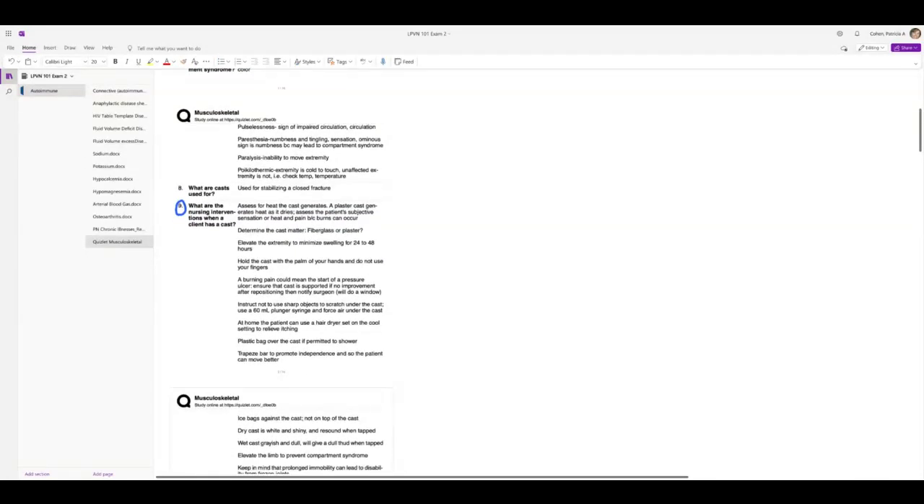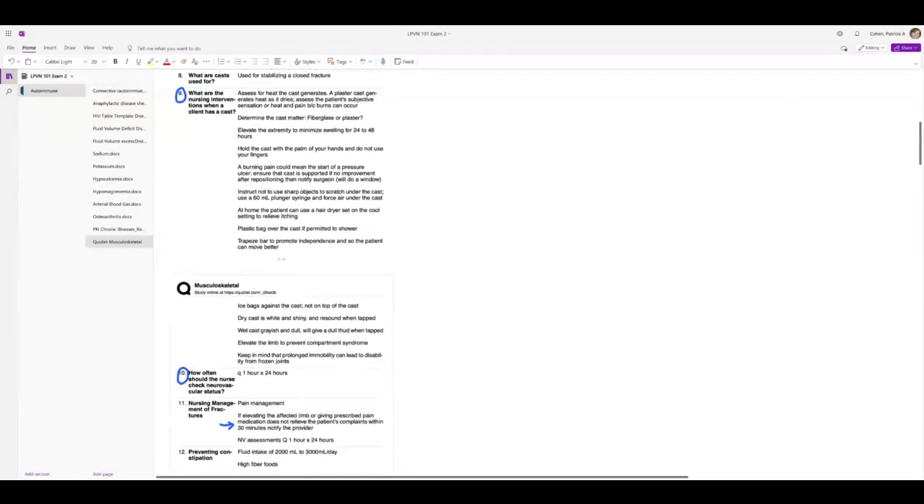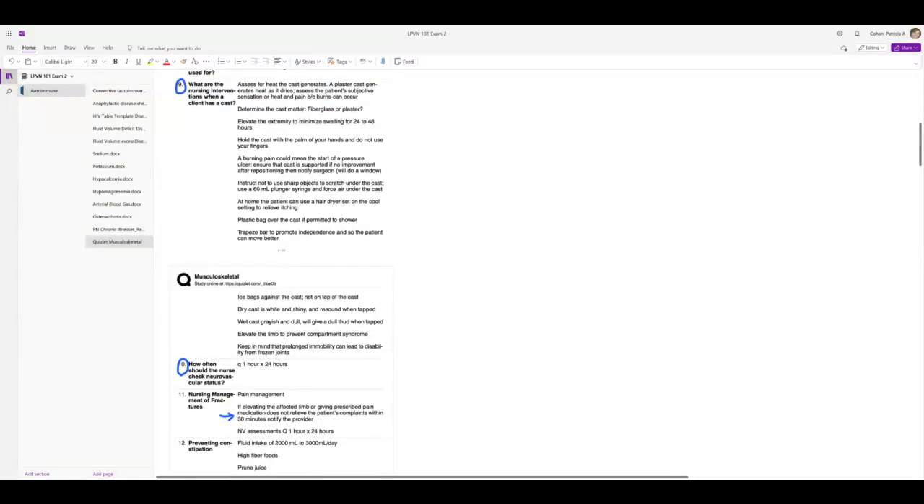The other thing with casts is when you're checking their skin, you need to see if you can put one finger in between the cast and their skin. Now, don't get confused because with restraints it's 2 fingers, but with a cast it's 1 finger. Okay. All right. So ice bags against the cast, not on top of the cast. A dry cast is white, shiny. A wet cast is gray and dull. All right. Keep in mind that prolonged immobility can lead to disability from frozen joints. So you always want people moving and doing passive range of motion if they're flaccid or they have flaccid muscles.